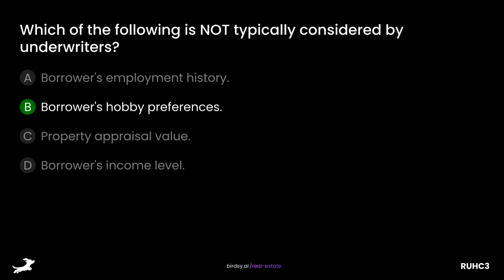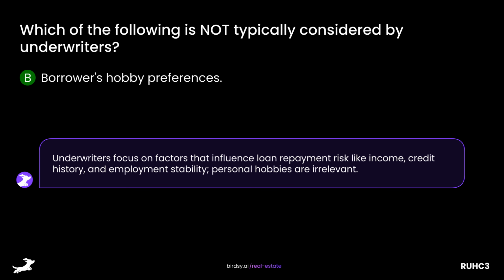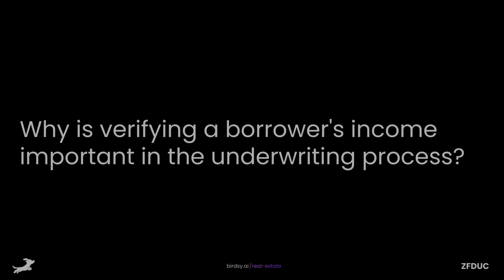The answer is B. Borrower's hobby preferences. Underwriters focus on factors that influence loan repayment risk, like income, credit history, and employment stability. Personal hobbies are irrelevant.